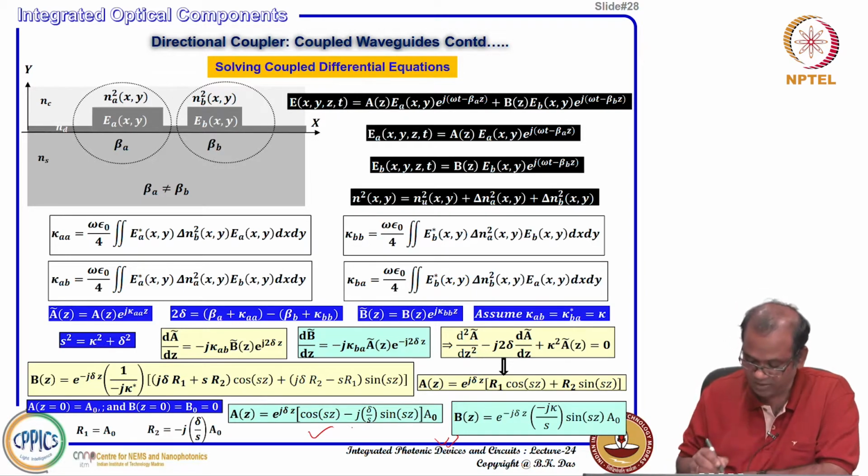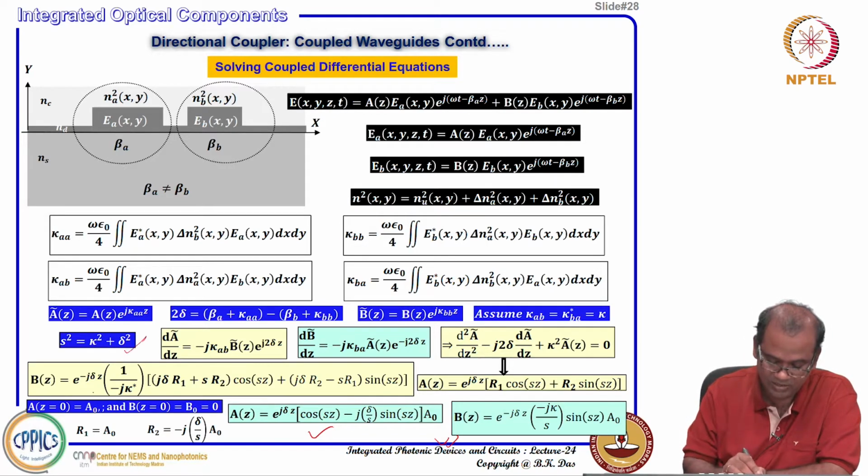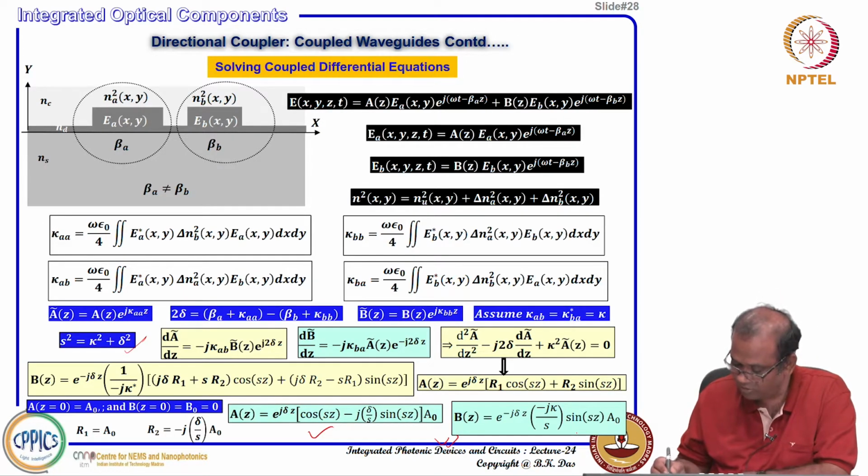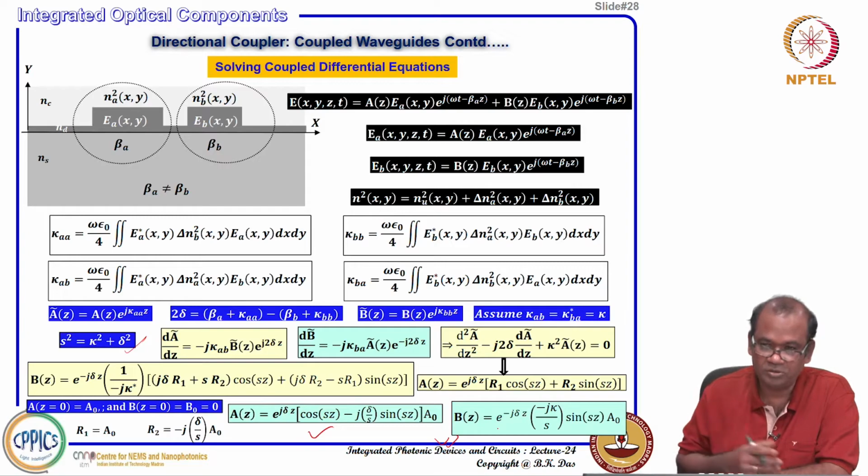So, the only thing unknown in this waveguide is delta and kappa. Once you know delta, kappa is also known. So, delta and kappa you can compute, numerically you can compute.